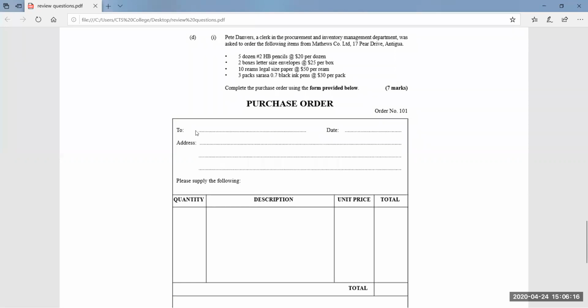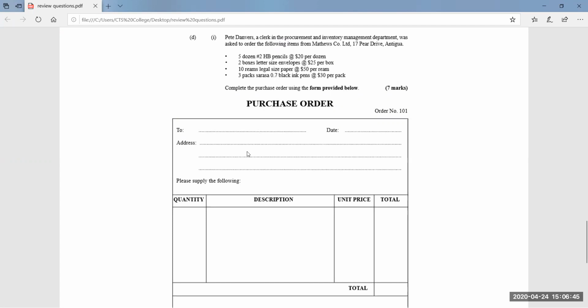Miss, would it be Pete? No. Pete is the clerk, right? He is going to place an order from who? Matthews Company Limited. Perfect. So that is who this purchase order is going to. The company that's supplying all of this is Matthews Company Limited. So that is what 2 goes here, Matthews Company Limited, and the address is right here.